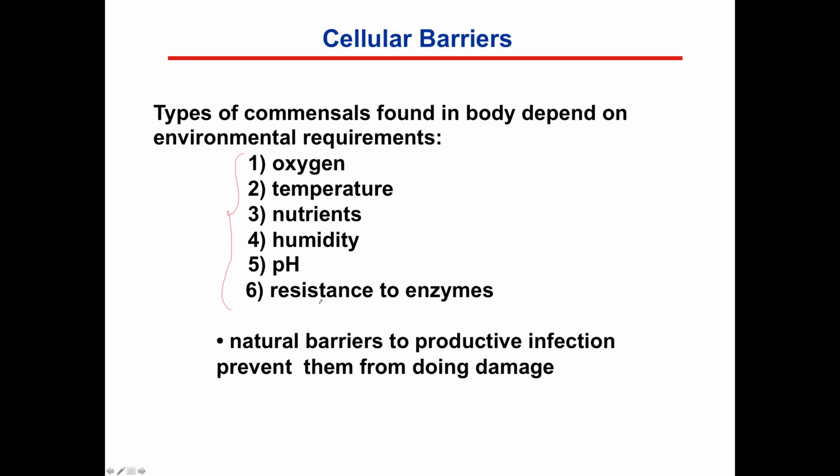They're natural barriers to productive infections. When they take up and use these resources, they prevent pathogens from doing damage. Because they're involved, particularly with the nutrients and oxygen, in taking up that space, these are the things that are part of their environment that are necessary. And in some cases they also have resistance to enzymes that allows them to flourish in those areas. For instance, the GI tract. You should know that the flora of the GI tract is quite enormous, and also the things that are on your body.